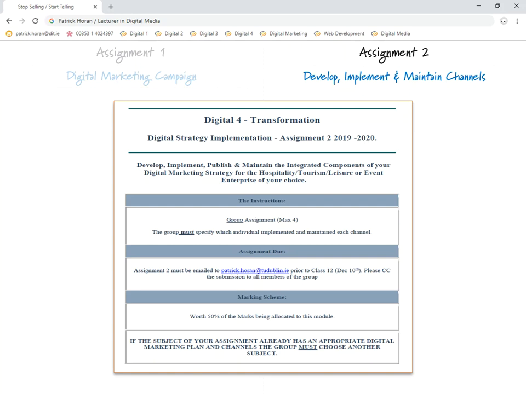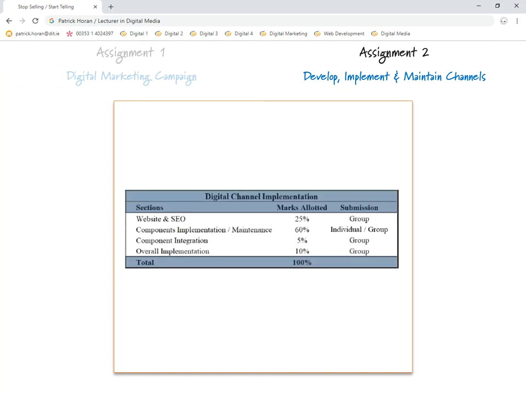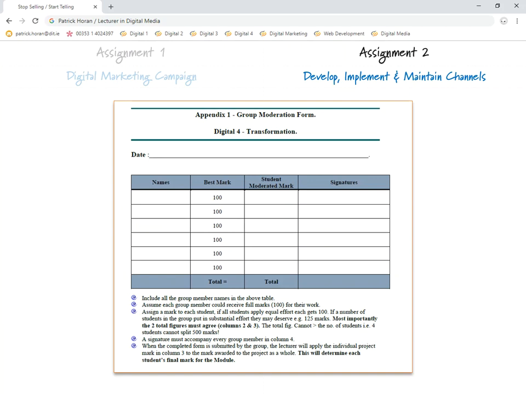Again, assignment 1 is definitely connected to assignment 2. In assignment 1 you're planning what you're going to do. In assignment 2 you're actually carrying it out. The same groups will be expected to carry that out. Assignment 2 is due on the 10th of December, and again, it's worth the other 50% of this module. So that's the overview of those. The breakdown of the marks is also included on the assessment, and again, there is a moderation form there if needs be. You don't need to submit one if you don't want to.